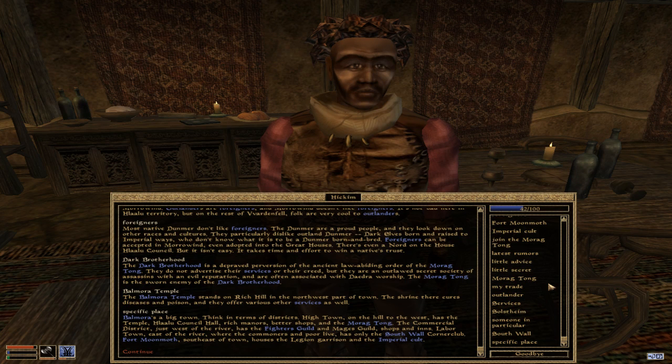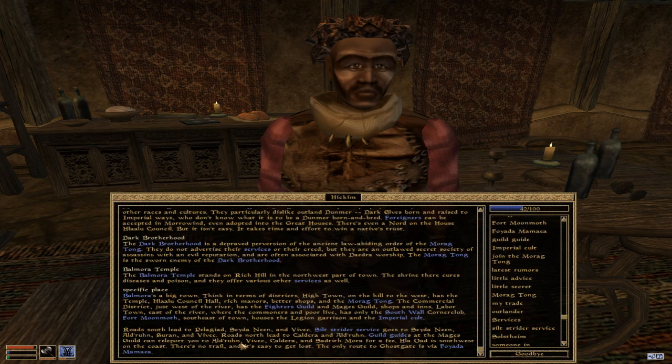Labor Town east of the river is where the commoners and poor people live. Has only the South Wall Cornerclub. Fort Moonmoth, southeast of town, houses the Legion garrison and the Imperial Court.